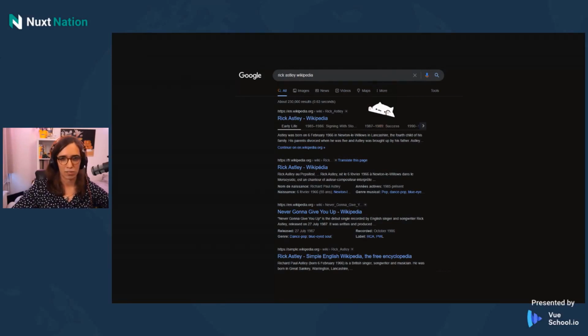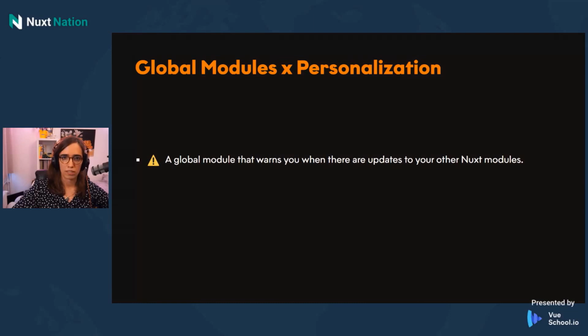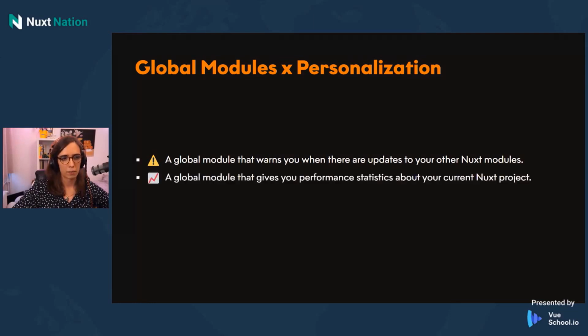But okay, I get it. Fun modules are only as fun as a Chrome extension that turns your cursor into a bongo cat. And I had this one for years, but let's talk about productivity modules now. So we could think about global modules that warn you whenever there's an update to your other Nuxt modules, for example. That could be helpful. Or what about a module that gives you performance statistics about your current Nuxt project? That also could be helpful, but what is common to both those modules is that you might also be the only one on your team to care about that kind of information. And therefore, I think those two modules are great candidates to be made global modules. And with global modules, I really think the possibilities are endless, just like with regular modules.